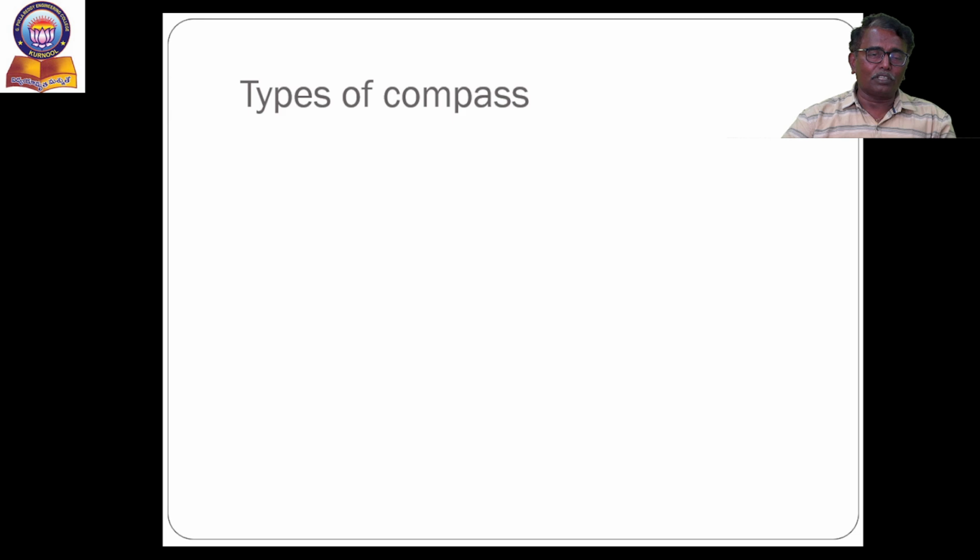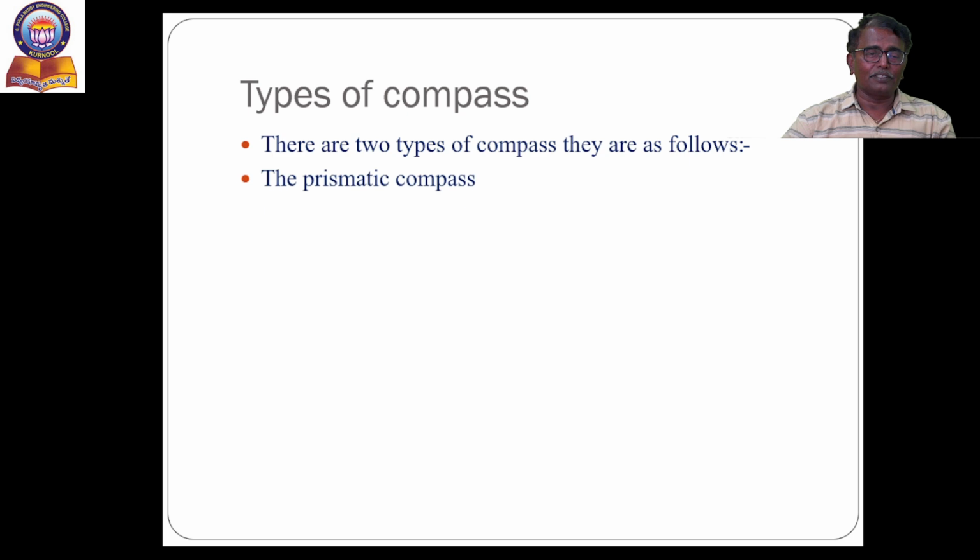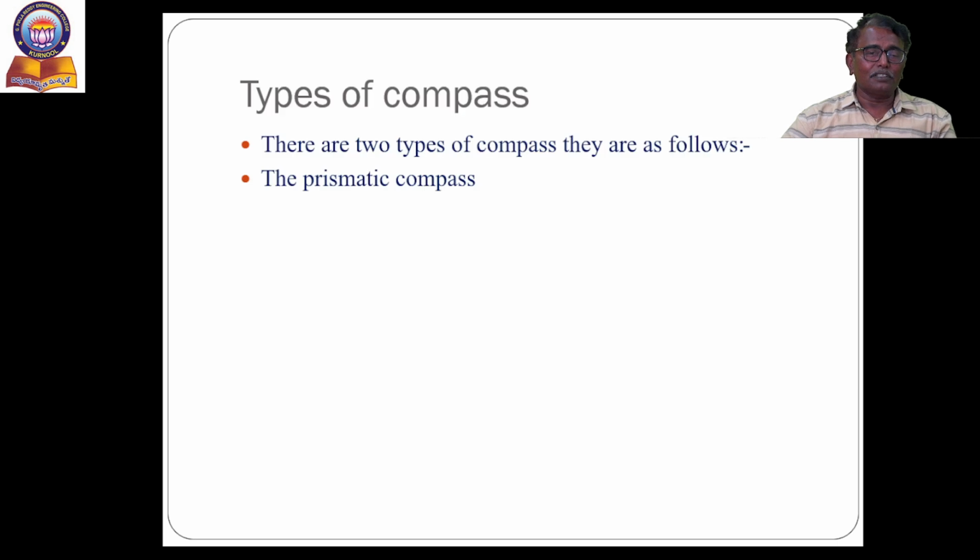Now we'll see what types of compasses are used. There are two types of compasses generally used. They are as follows: one is the prismatic compass, and the second one is the surveyor's compass. First, we will see the prismatic compass.